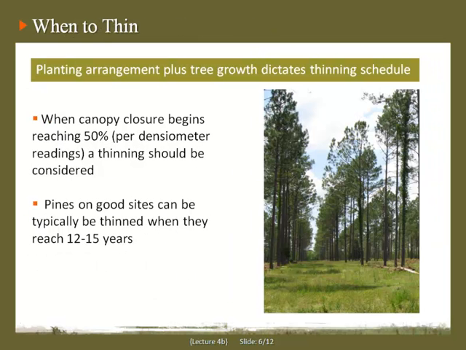Planting arrangement plus tree growth dictates the thinning schedule. When canopy closure begins to reach 50% per your densiometer readings, a thinning should be considered. Pines on good sites can typically be thinned when they reach 12 to 15 years. However, this depends on a number of factors: how the silvopasture was initially established, or if it was converted from an existing plantation, among other things.